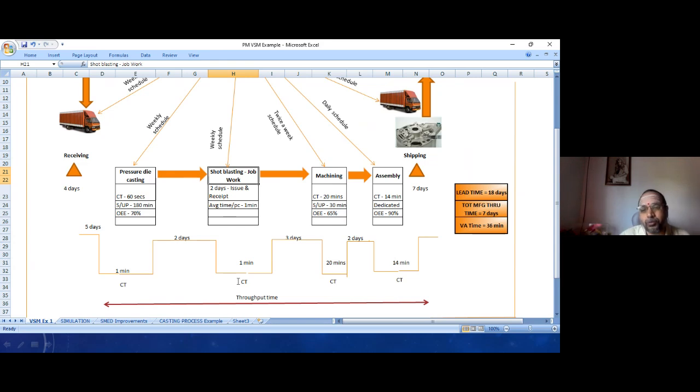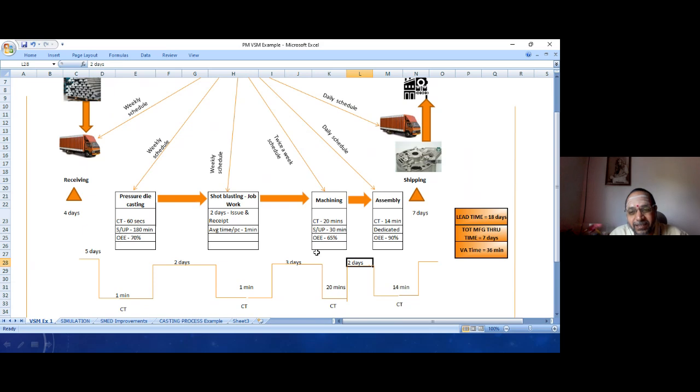instead of outsourcing it. The next thing is, if we look at this, why is it spending 2 days in stock? Why is this spending 3 days in stock? Why again 2 days here? Can we not reduce this? This would be the next question, right?